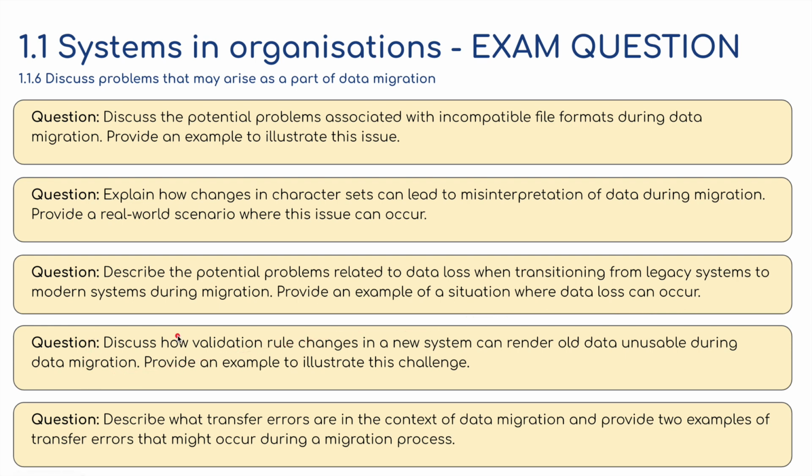Question 4, discuss how validation rule changes in a new system can render old data unsuitable during data migration. Provide an example to illustrate this challenge. And finally, question 5, describe what transfer errors are in the context of data migration and provide 2 examples of transfer errors that might occur during a migration process. So there are your 5 questions. If you want to pause the video and have a go at those and then compare them with mine, that's fine. If not, I will move on to the answers.